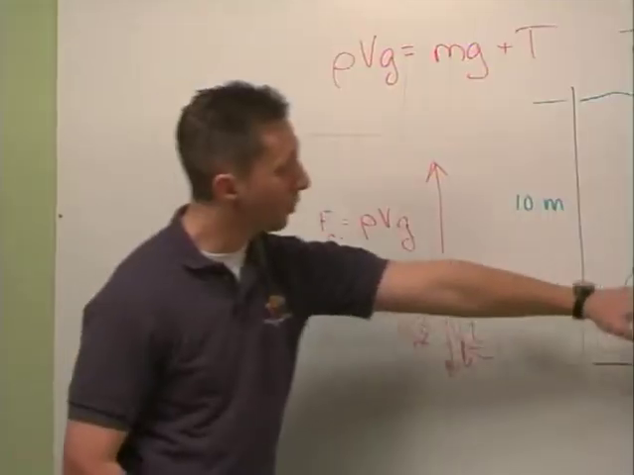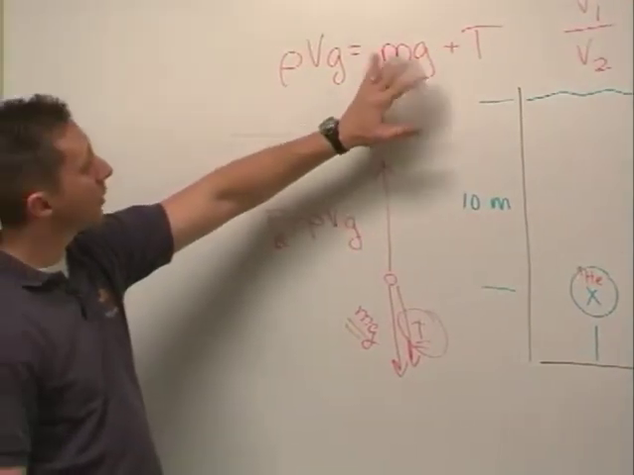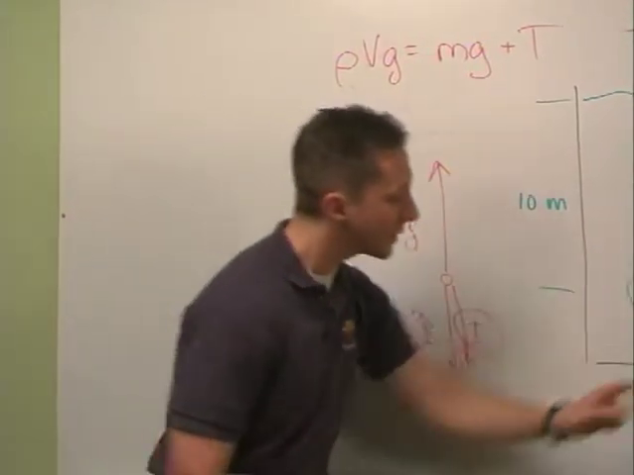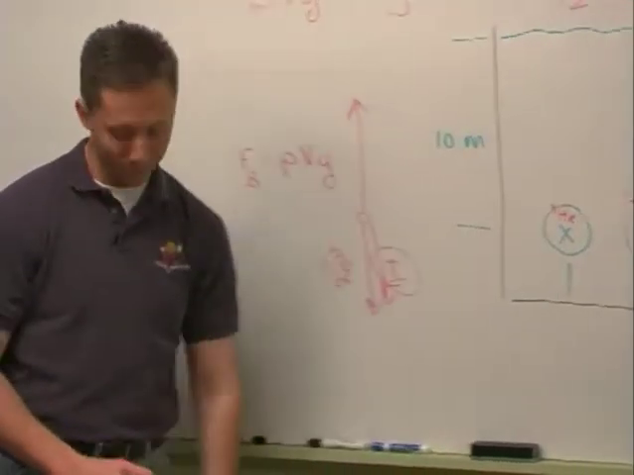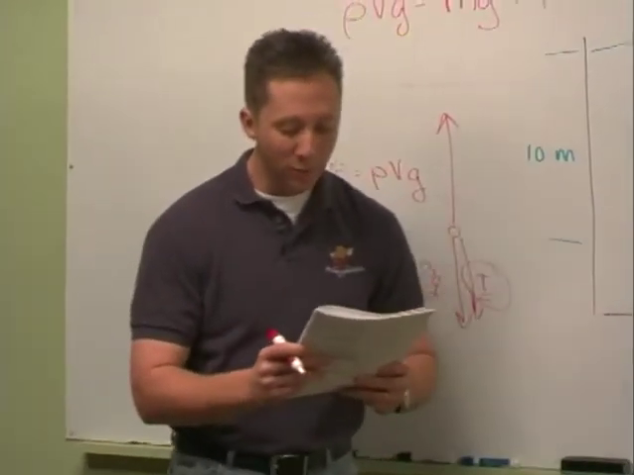So balloon Y has got the smallest mass. If it has the smallest mass, it has the smallest weight. It must have the highest tension in that string holding it down. Choice B. Great. So 40 is B.